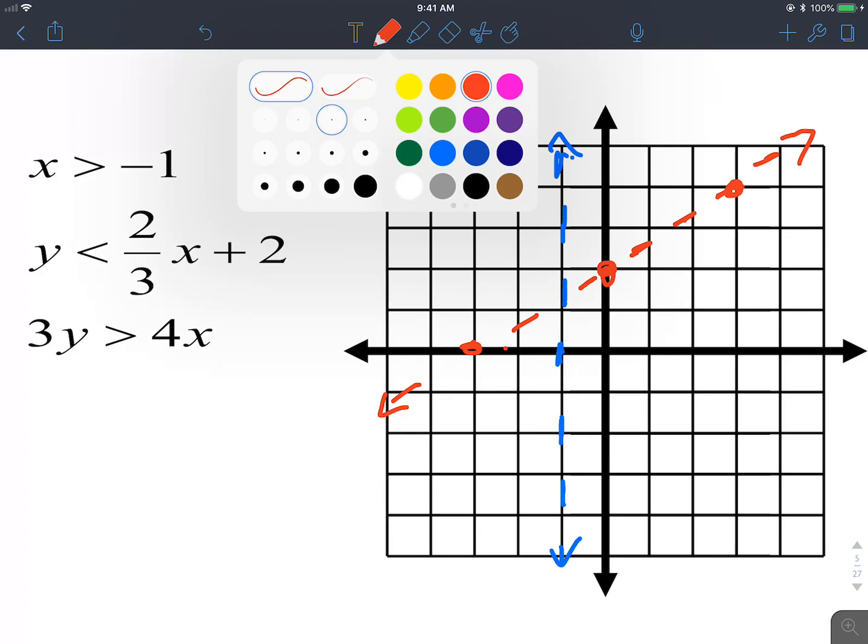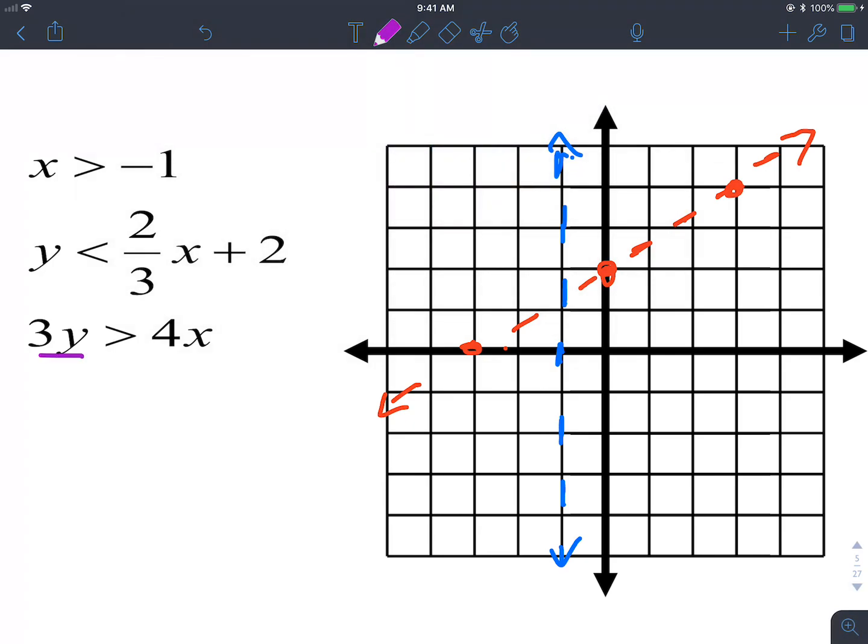And then this last one, we're going to do in purple here. So we need to divide by 3 first. So that'd be y is greater than 4/3 x. So I'll start there at 0 and then up 4: 1, 2, 3, 4, and then over 3. And then I'm going to go down 4 and then left 3 right there. And that is also a dotted line. And it looks like it's probably going to be shaded in between all the different lines, but we're going to double check.